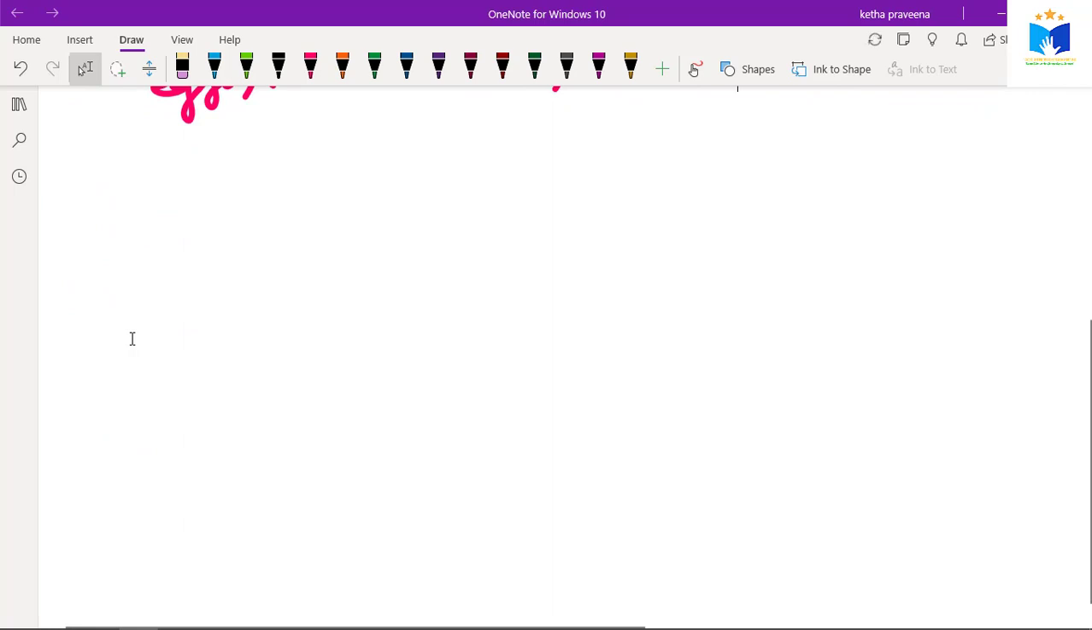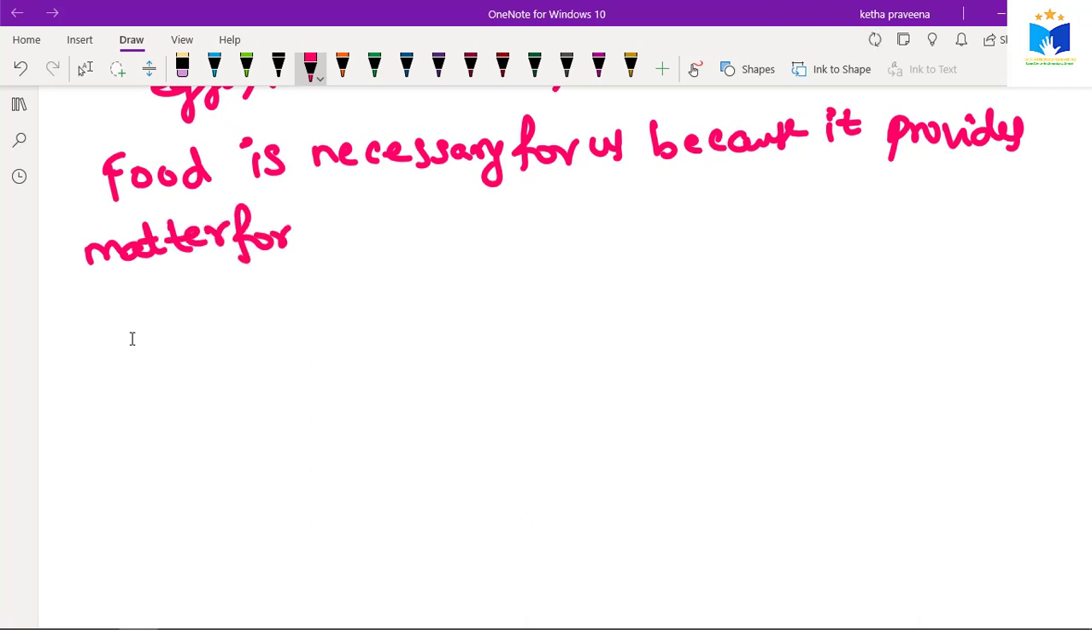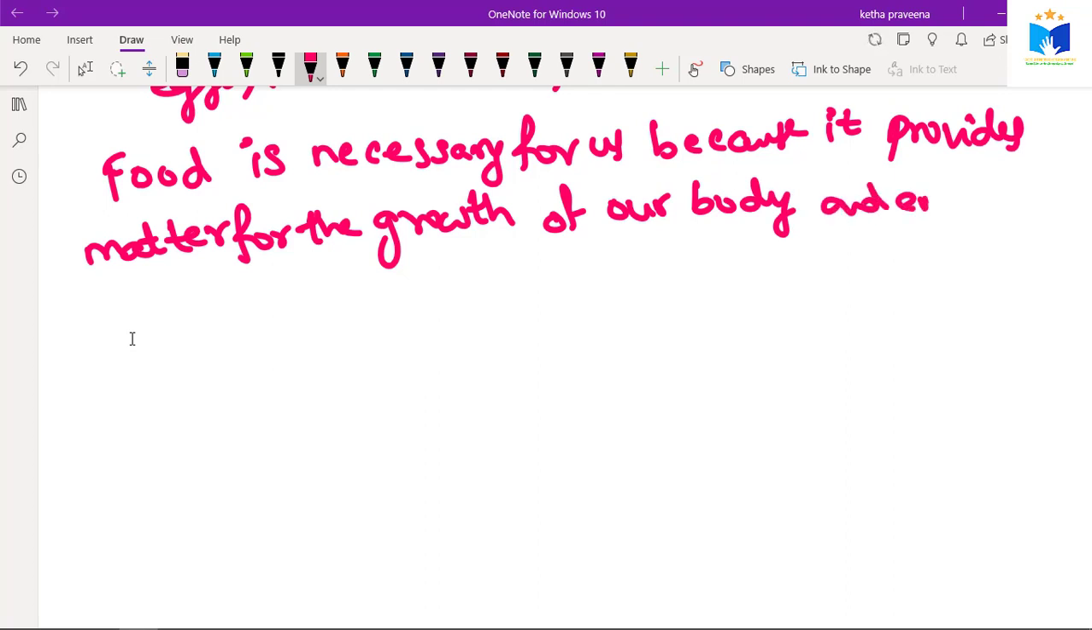Next, food is necessary for us because it provides matter for the growth of our body and energy to do work. So food is necessary for us because it provides matter for the growth of our body, and it is also providing energy to do work.